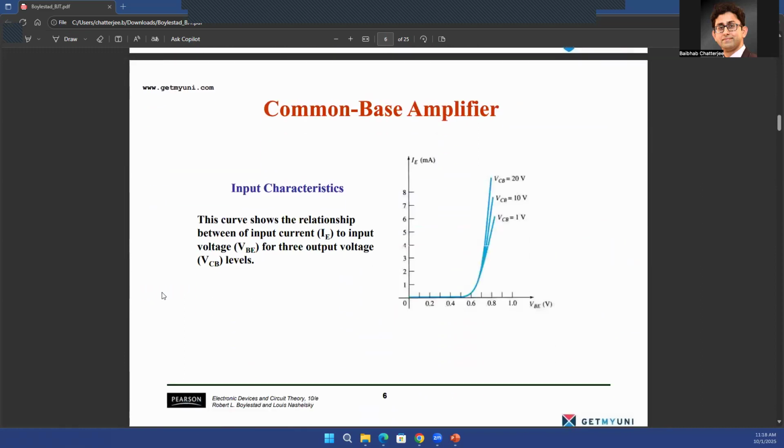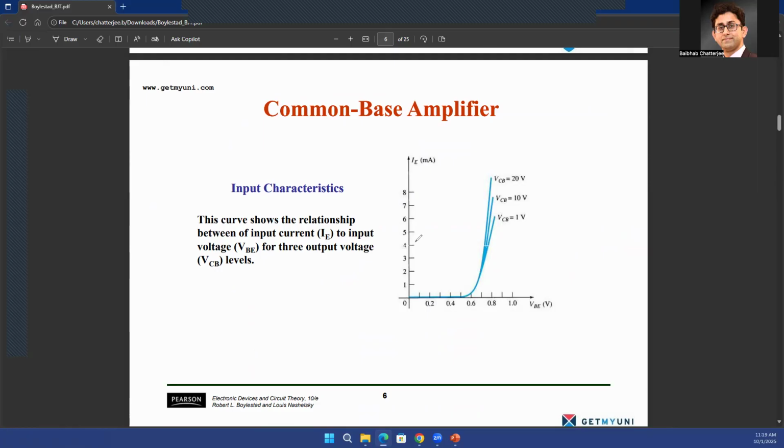Now for a common base amplifier, and again, many of these things will be clearer when we go to MOSFETs and then come back to the BJT again. That's why I want to discuss MOSFETs first, starting the next lecture, because I understand that many of these things are not becoming clear today.